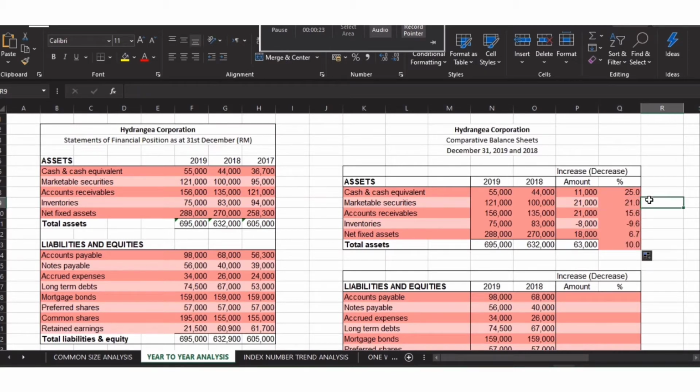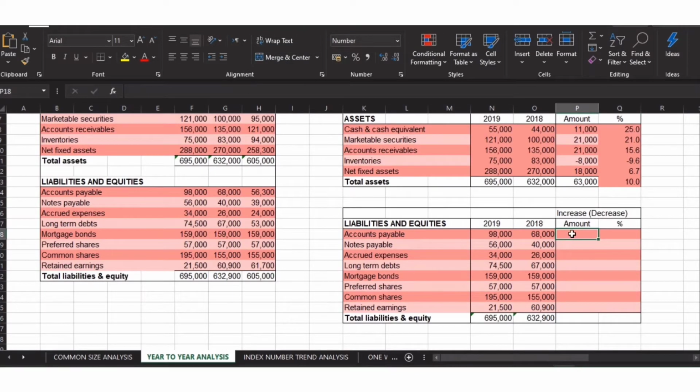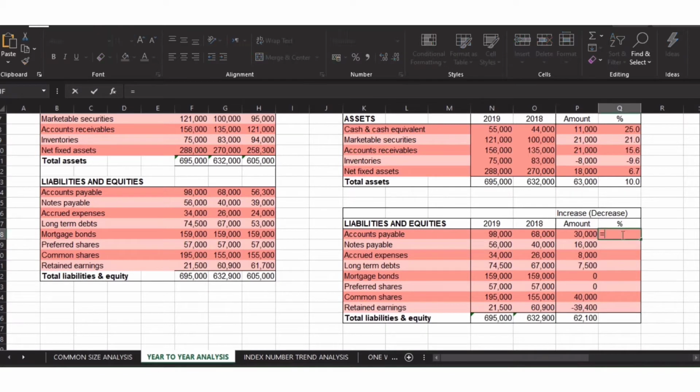Then you will get the answer for this one, the amount increase or decrease for the liabilities. So the formula would be the current year amount, which is 2019, minus the 2018 base year price. So we will get 30,000. And here is the answer. Next, we have to calculate the percentage change for the amount. So the formula is equal the amount divided by the amount for 2018, which is the base year, and then multiply by 100. You will get the answer 44%.